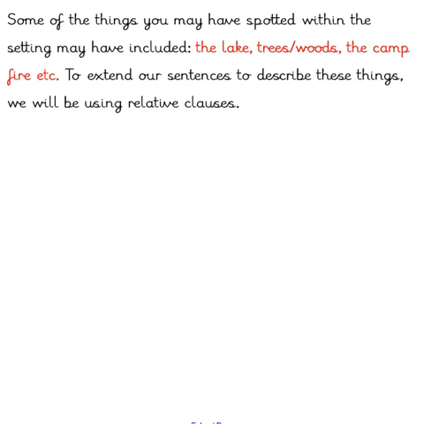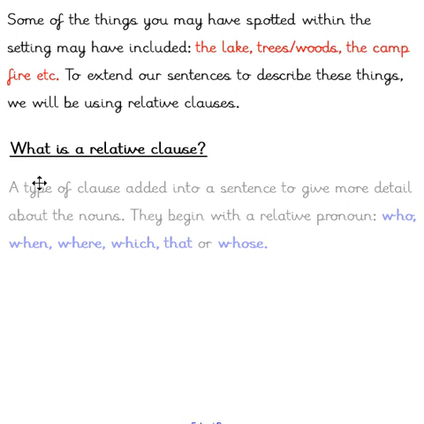So after watching the animation, some of the things you may have spotted within the setting may have included the lake, the trees or woods, the campfire. To extend our sentences to describe these things, we'll be using relative clauses today. So you may be asking, what is a relative clause? A relative clause is a type of clause added into a sentence to give more detail about the nouns. They begin with a relative pronoun, which could include the words who, when, where, which, that, or whose.